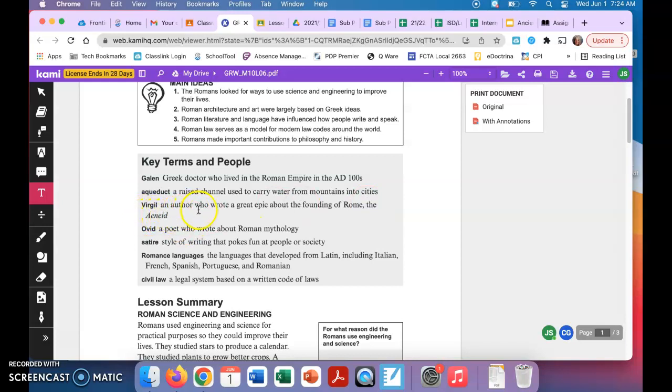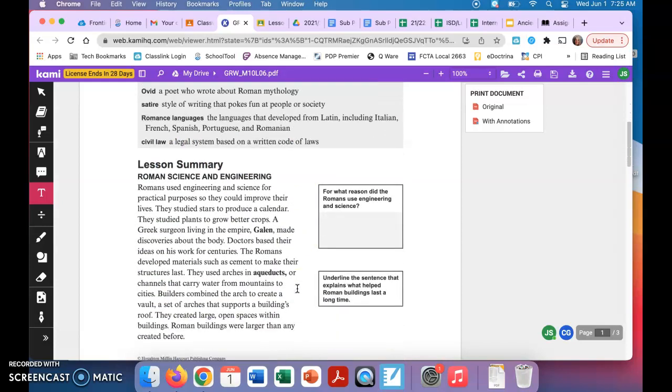Virgil was an author who wrote a great epic about the founding of Rome, the Aeneid. Ovid is a poet who wrote about Roman mythology. Satire was a style of writing that pokes fun at people or society. Romance languages. The languages that developed from Latin, including Italian, French, Spanish, Portuguese, and Romanian. And then civil law is a legal system based on a written code of laws.